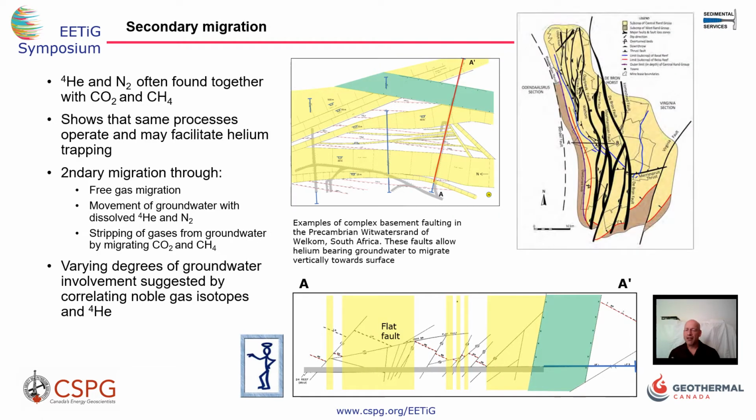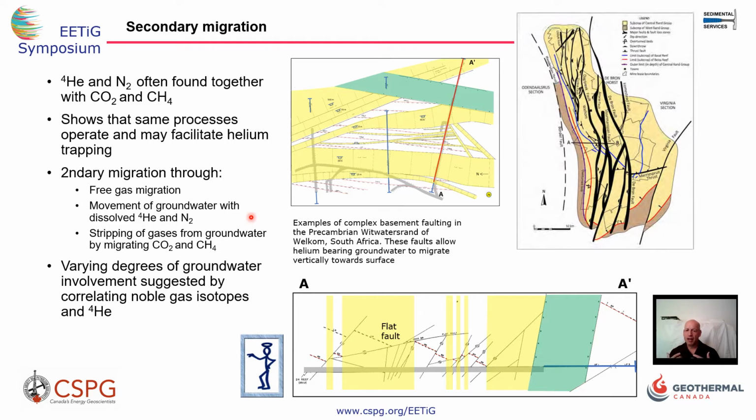Once we've had the initial migration out of the crystal lattice, then you need secondary migration as well. What you often find is that helium and nitrogen are found together with carbon dioxide and methane. This suggests that the same processes are operating and may facilitate helium trapping. The secondary migration will either occur through free gas migration, so gas just migrating through the pore spaces, or more typically through the movement of groundwater with dissolved helium and nitrogen.